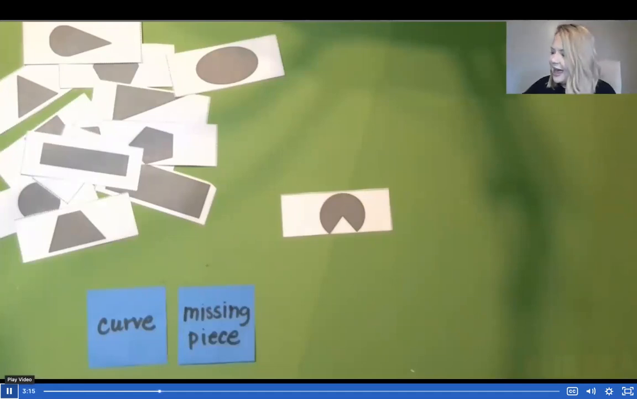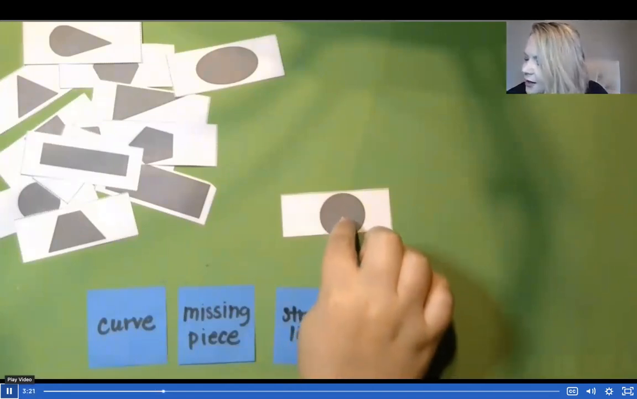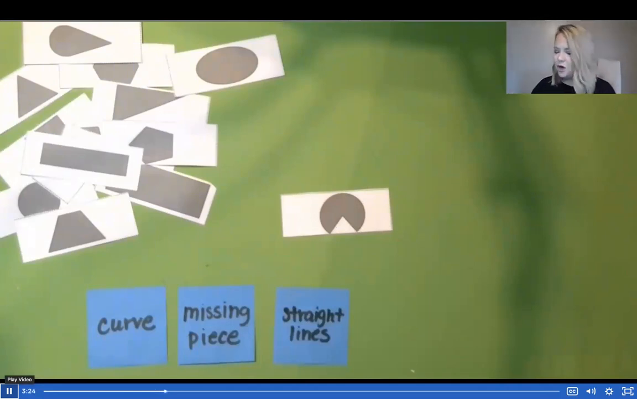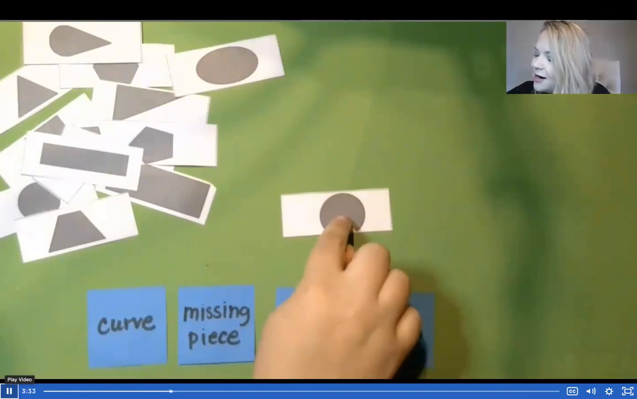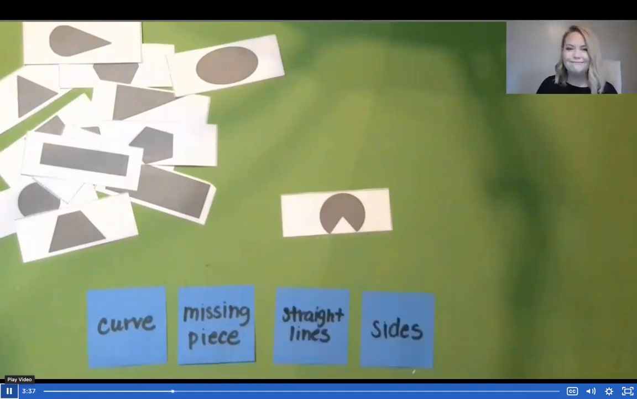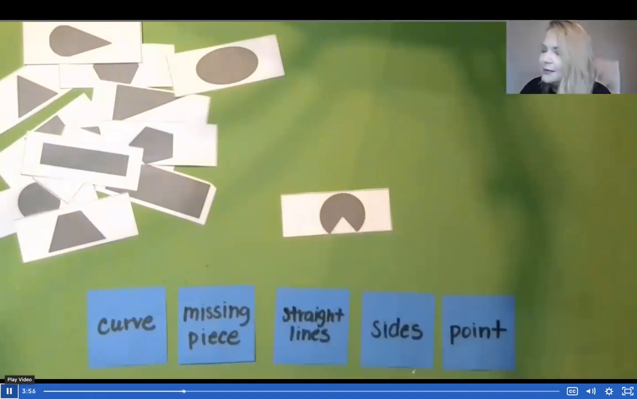Yeah, that it has straight lines. I see straight lines here and here. One of my friends called those straight lines sides. That they see a side here and a side there. Those are great ideas. Anything else? Maybe you noticed that missing piece kind of looks like it comes to a point, doesn't it? Looks like it comes to a point.